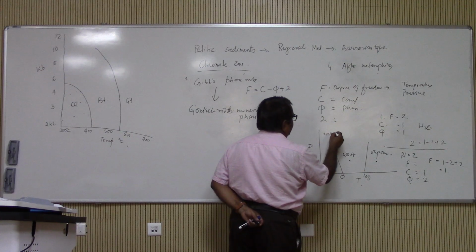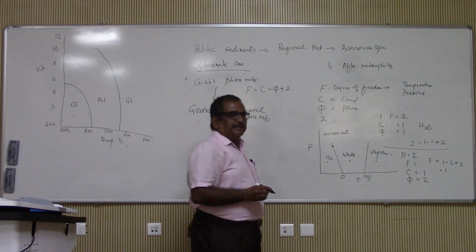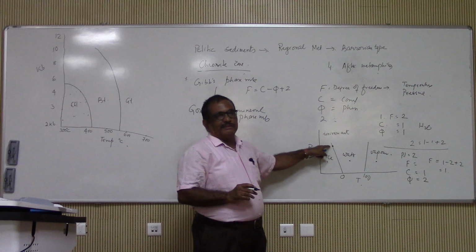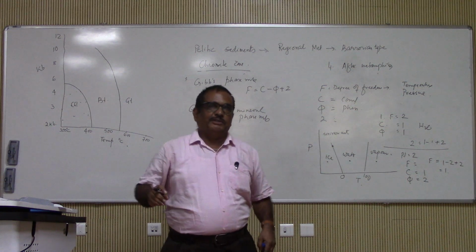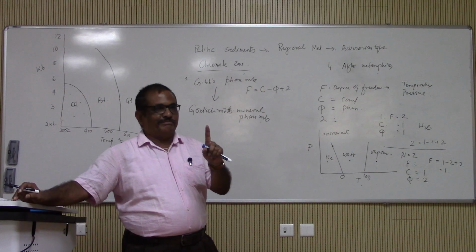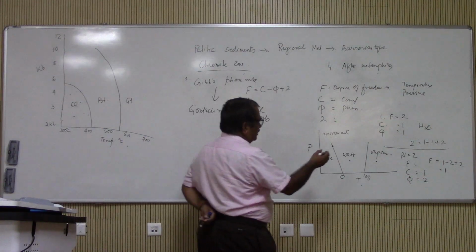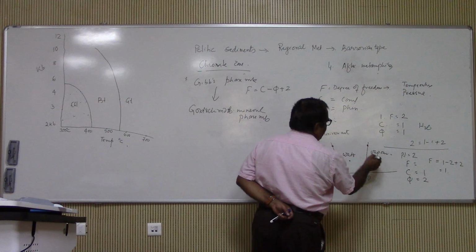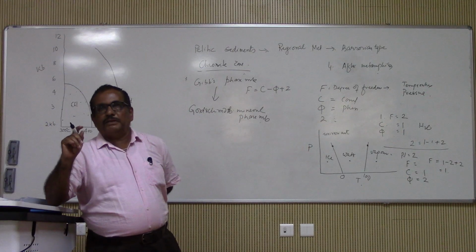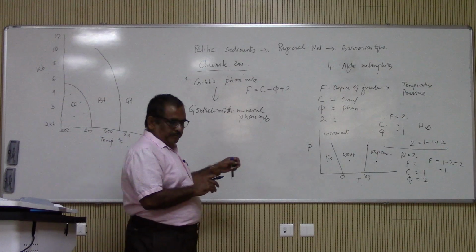Univariant. Means if you are fixing the pressure this much, then temperature is automatically fixed. You cannot increase the temperature. Only one freedom. That is why the freedom term came. Similarly, this point also, F is equal to 1. Univariant, single variation. But you must have read. I am not going into further details.